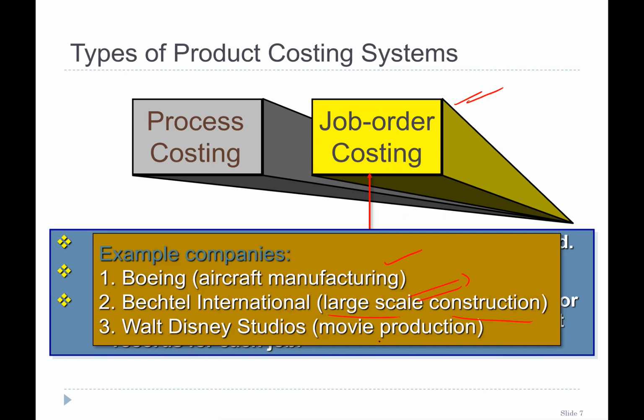Plus, Walt Disney Studios, every movie is a different movie. It's not like the same character with the same skills, with the same story. No, with different characters, different environment, different background music, different background scenes, scenarios, this kind of stuff. So we use job order costing.